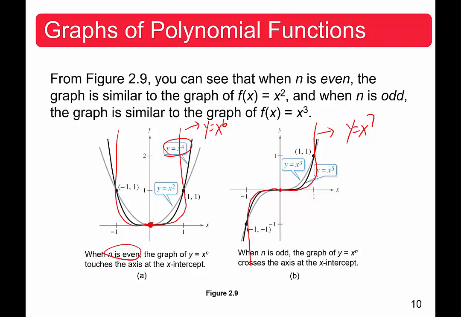But when n is odd, the graph of y equals x to the nth power crosses the x-axis at the intercept. We're going through that from left to right.